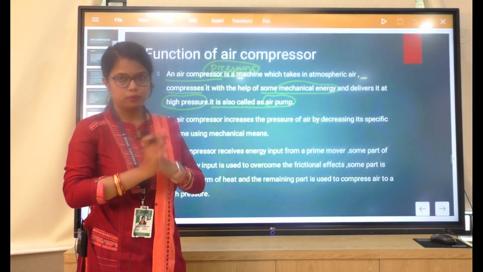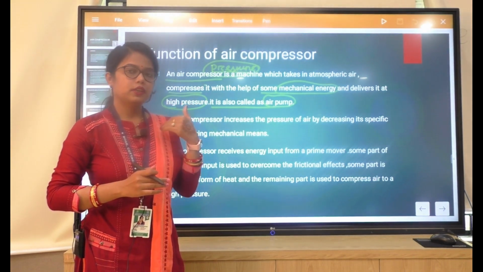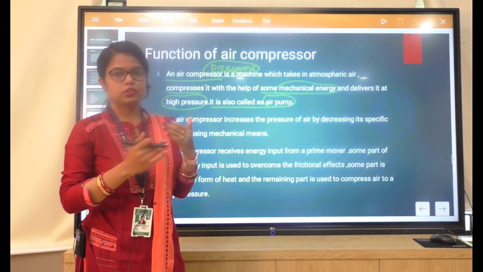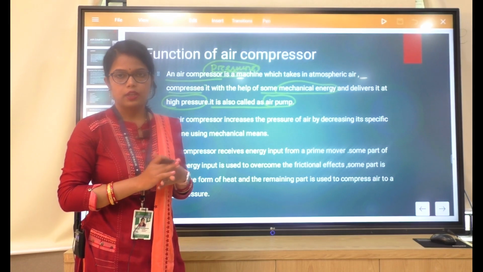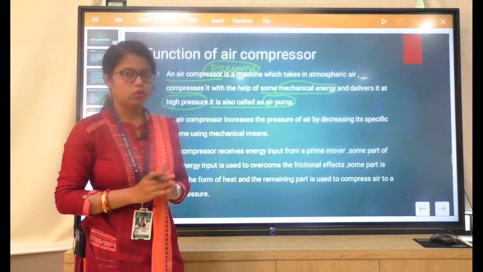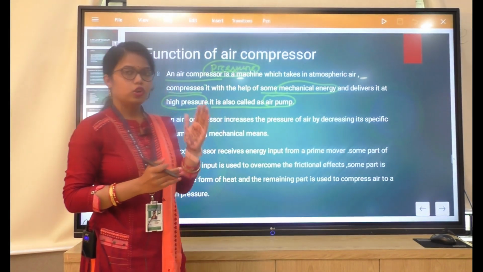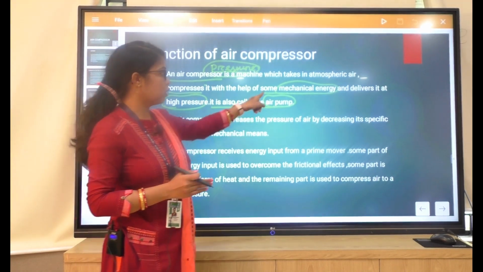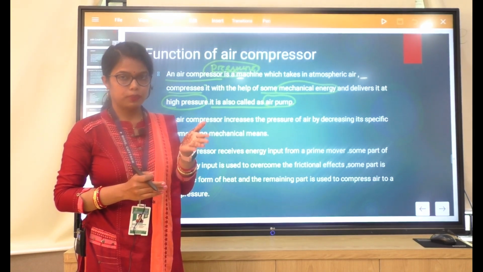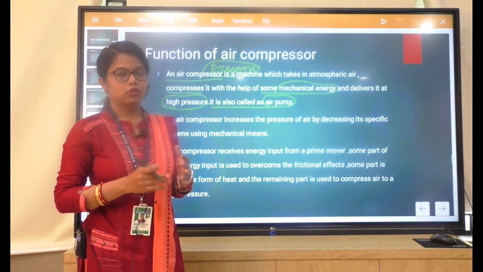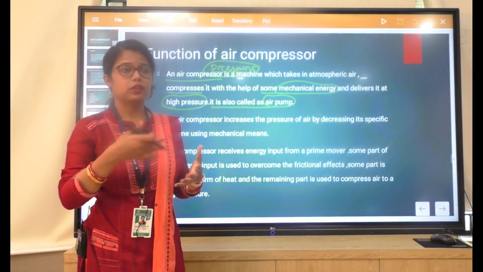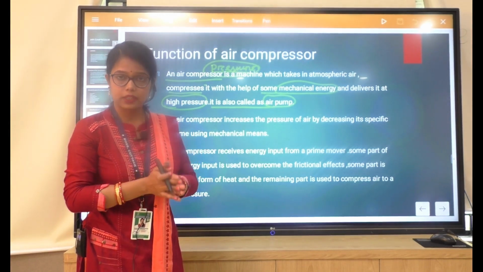Suppose air is at 1 bar pressure, and our need is to compress the air up to 10 bar. The pressure ratio is obviously final pressure divided by initial pressure, that is 10 by 1 equals 10. With that pressure ratio we compress the air up to the final pressure, by using what? By using mechanical energy. The piston is the moving part, and with the help of that piston we compress the air, which means we are utilizing mechanical energy.